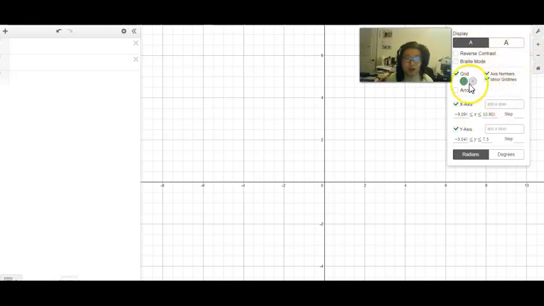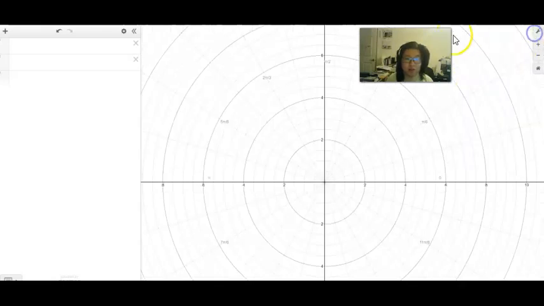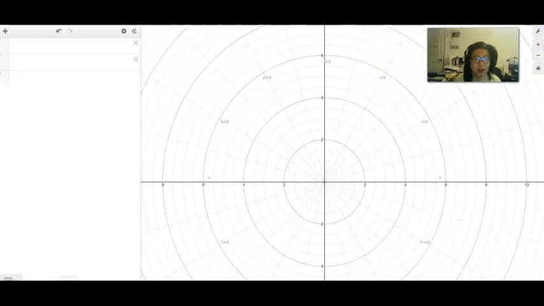You might notice that under grid, there are two different types. There's this one that looks very square, boxy, and this other one that looks like a circle, right? Or more of a spider web kind of deal. If I click on this, wow, look at the difference. I'm gonna move myself back over here. Now I have a coordinate plane that is using the polar coordinate system.